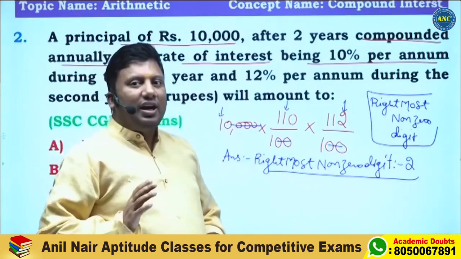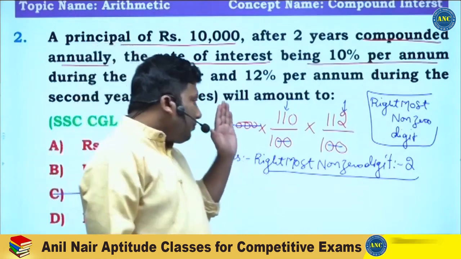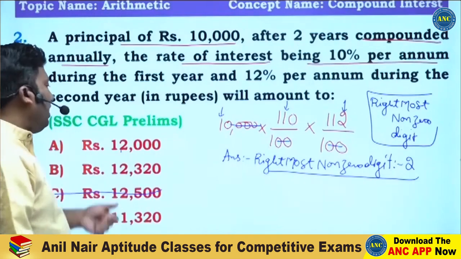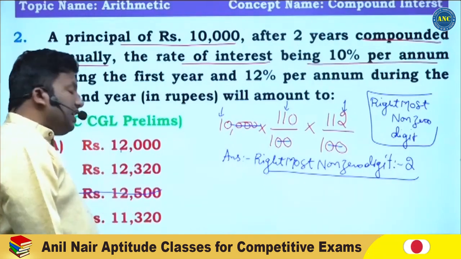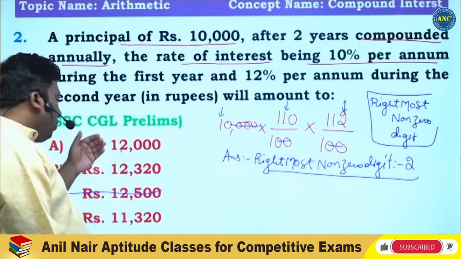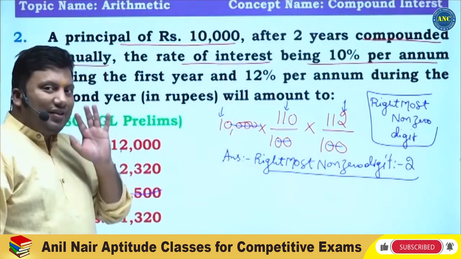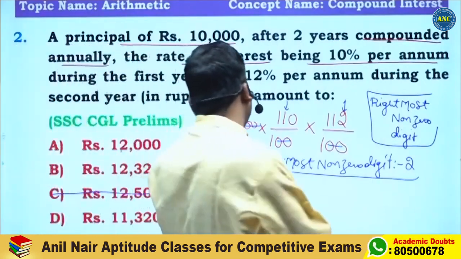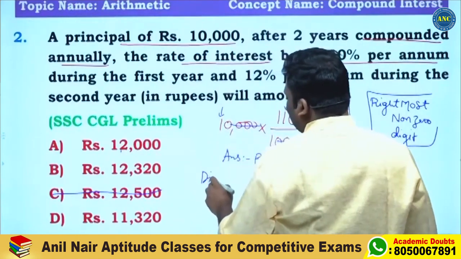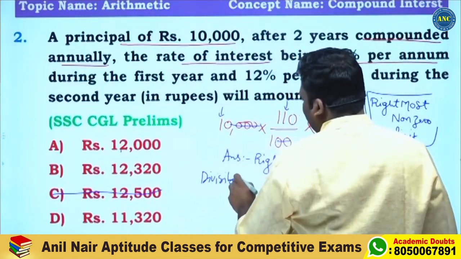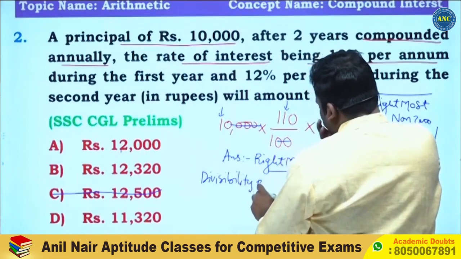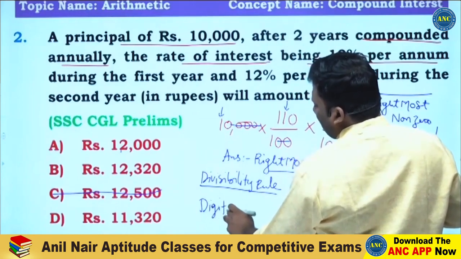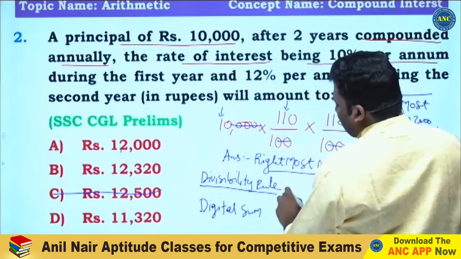Again, I am repeating this key line. It should be there in your notebook. If the rightmost non-zero digit is 2 in more than one answer option, then you should not use this. Then what is the method that I need to use? Probably a lot of methods you can use. One is a divisibility rule you can use if you are stuck with the rightmost non-zero digit, or you can use the digital sum concept.